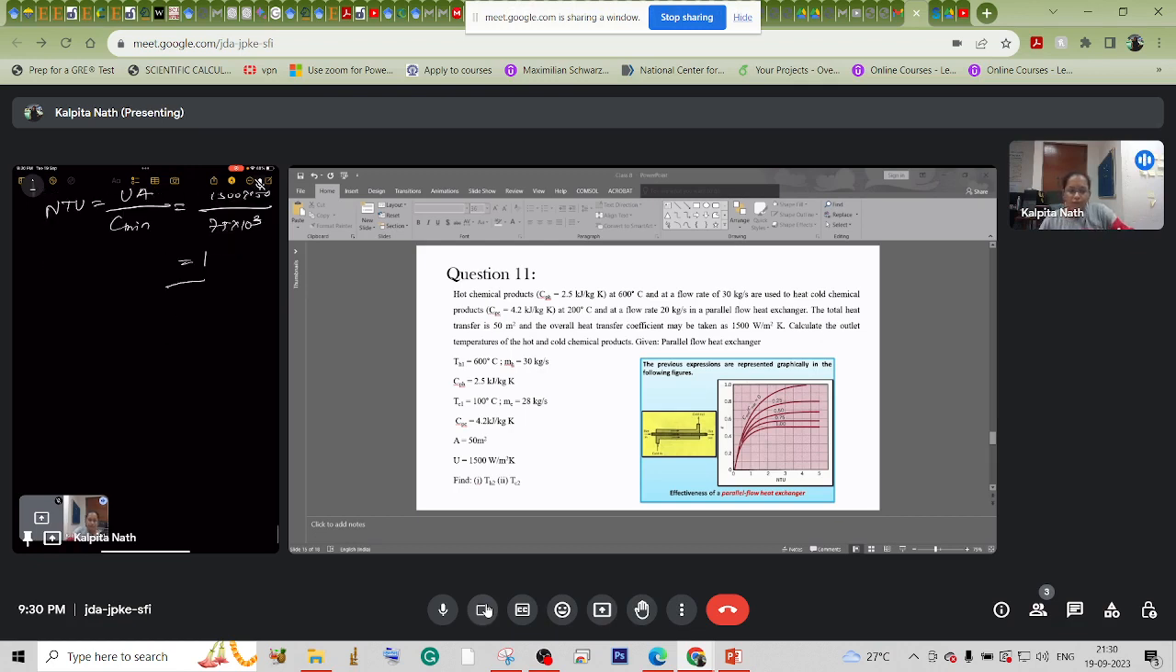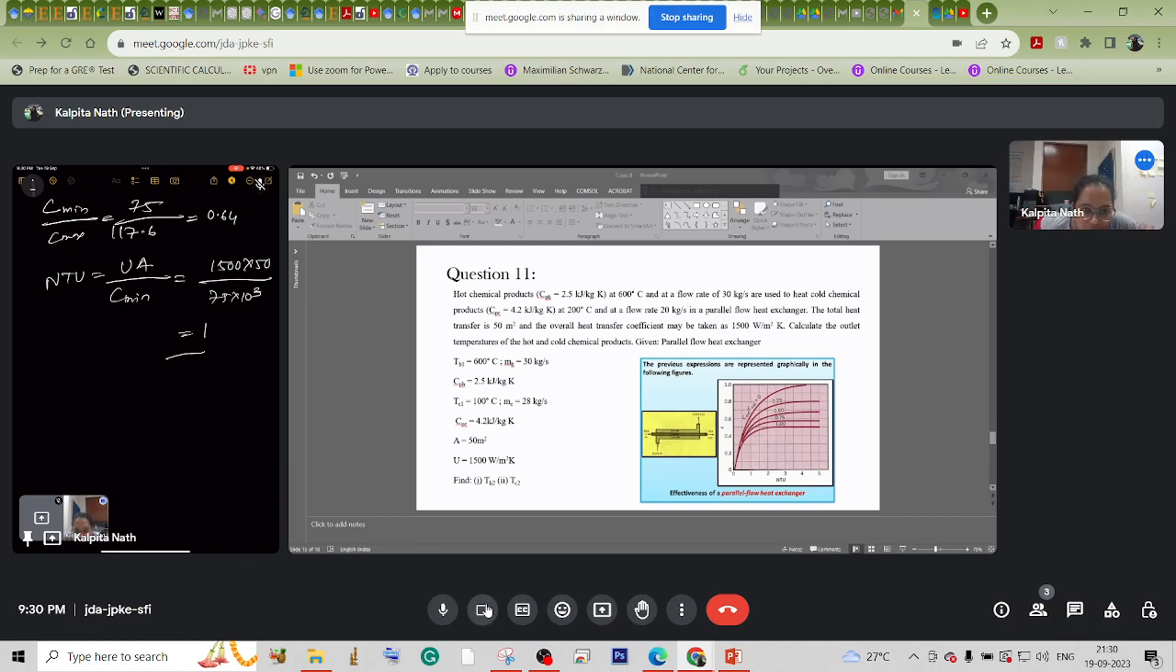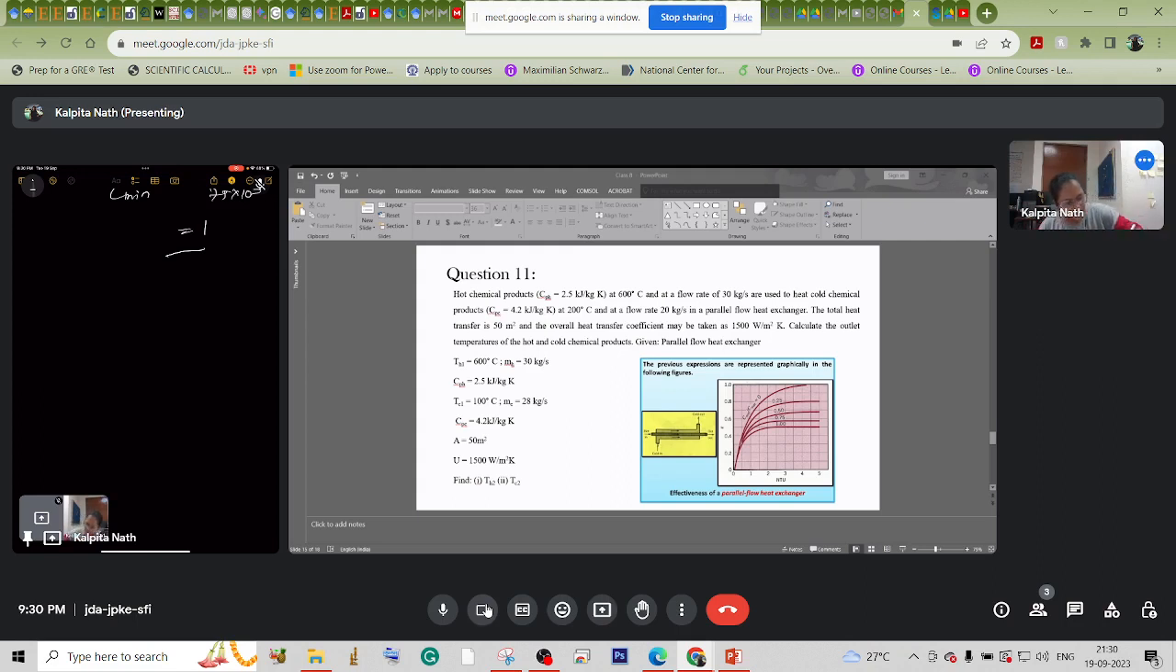This is 1. So for NTU 1 and for C ratio 0.64, this will come out to be approx 0.48, yeah. So your value should also be similar, like almost close enough.